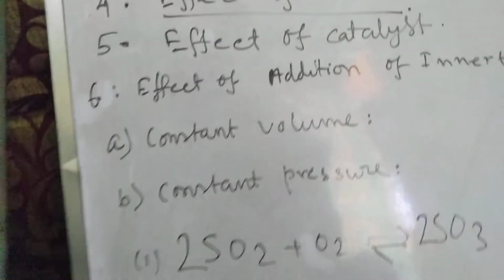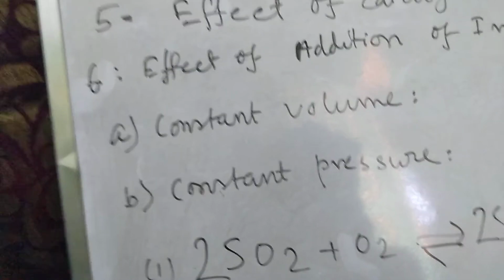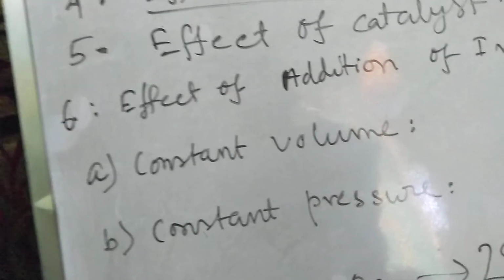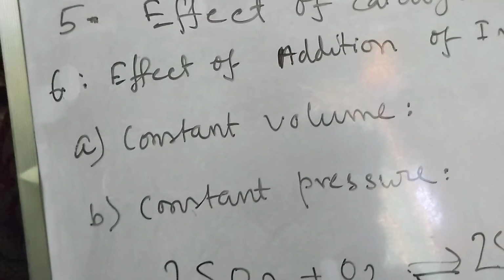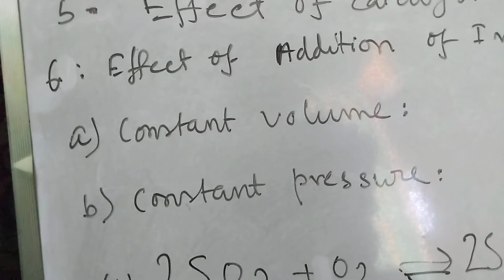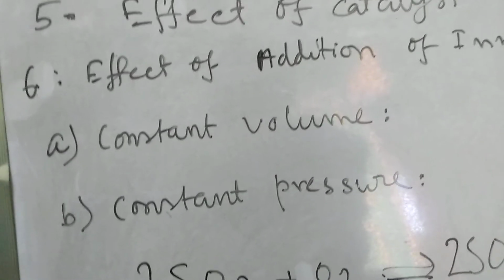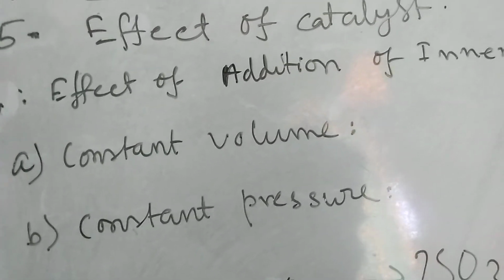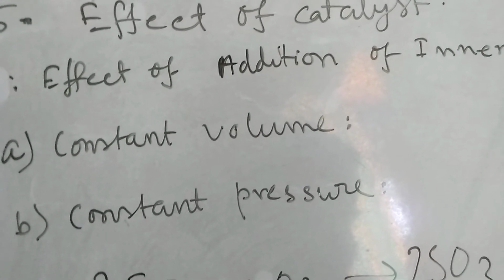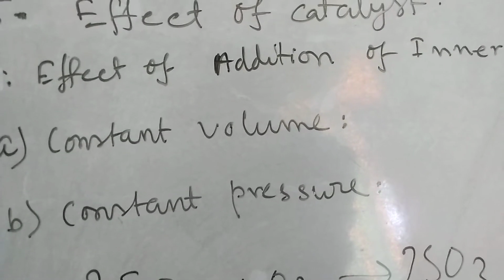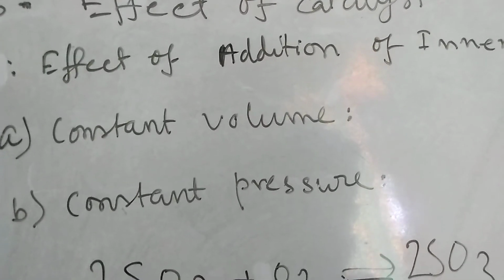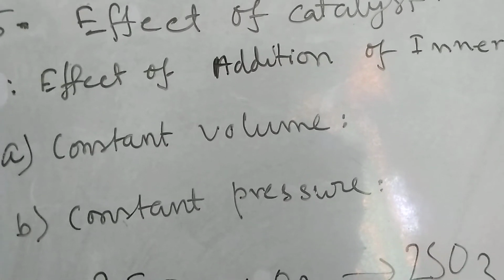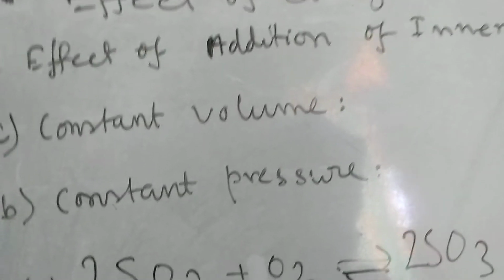Now effect of addition of inert gas. Addition of inert gas in the reaction medium at constant volume has no effect, because at constant volume the concentration of reactant and product remains the same. As the concentration of reactant and product remains the same, addition of inert gas at constant volume has no effect on the equilibrium.